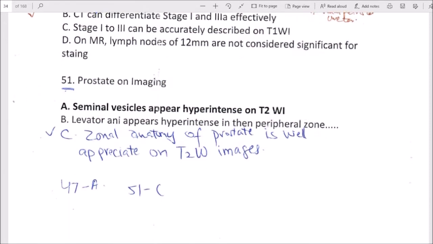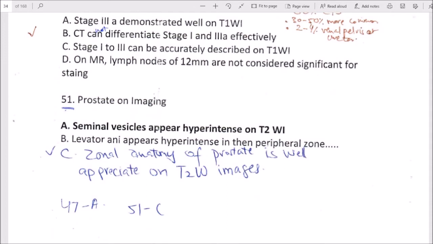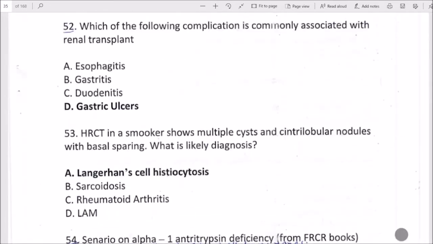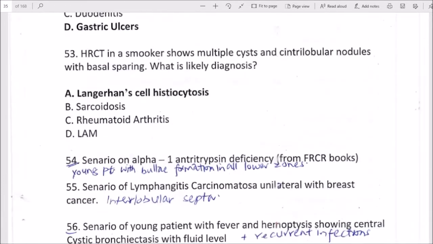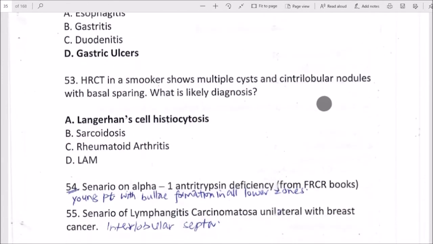51. Posterior prostate on imaging: zonal anatomy of the prostate is well appreciated on T2 images. Zonal anatomy is well appreciated on T2 images. 52. Which one is a complication commonly associated with renal transplant? Gastric ulcer.